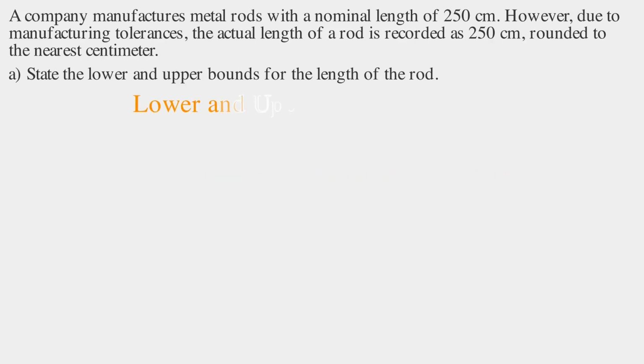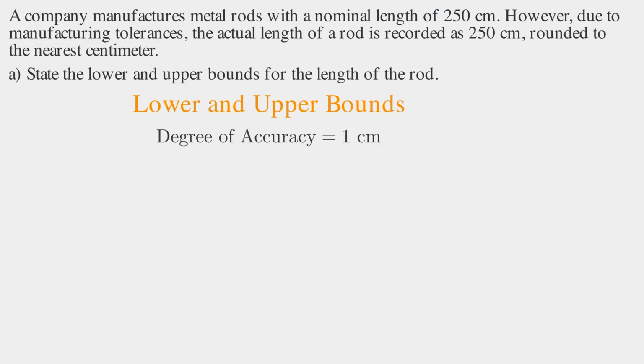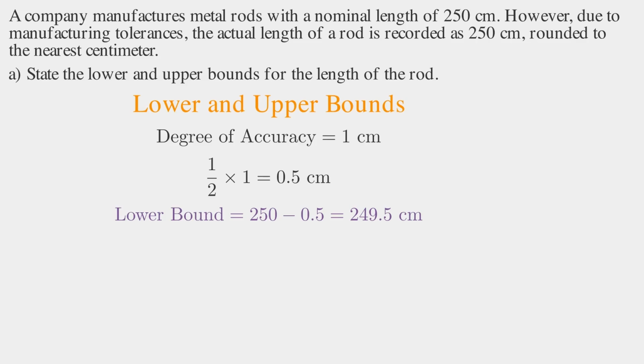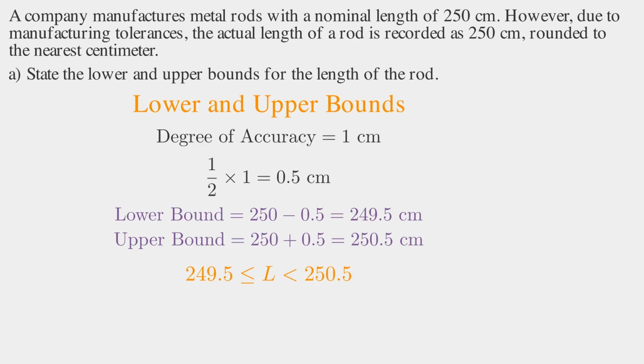Welcome back. Let's walk through the solution step by step. In part 1, we have to find the lower and the upper bounds. Now, the measured length is 250 centimeters to the nearest centimeter. So the degree of accuracy is 1 centimeter. Half of that is 0.5 centimeters. So now this means that the lower bound is 250 minus 0.5, which is 249.5 centimeters. And the upper bound is 250 plus 0.5, which is 250.5 centimeters. So L becomes between 249.5 centimeters inclusive and 250.5 centimeters exclusive.